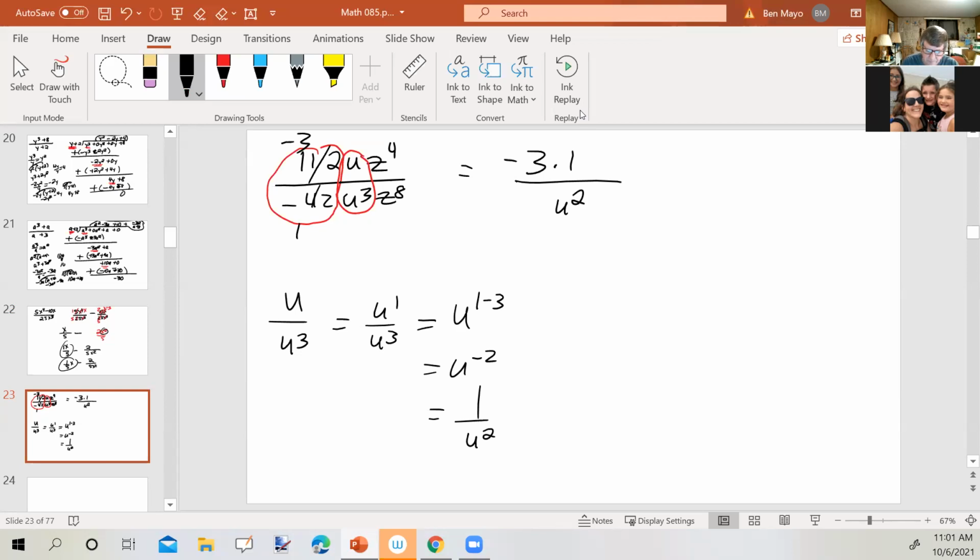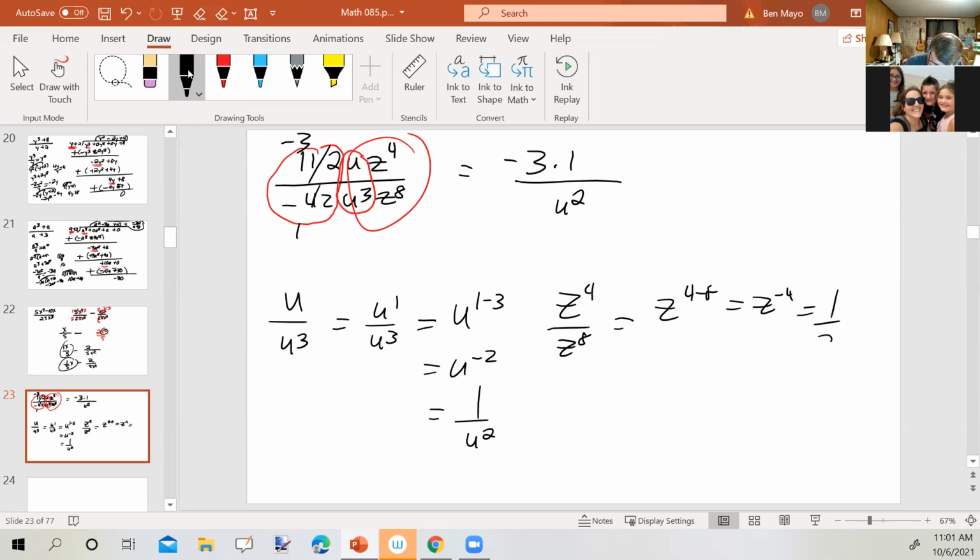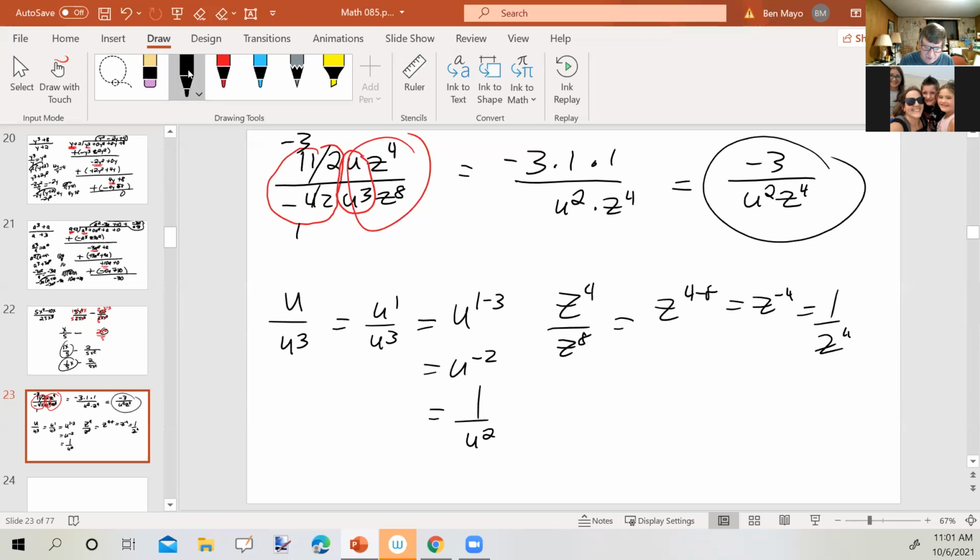Z to the fourth over z to the 8th. Z to the fourth divided by z to the 8th is z to the 4 minus 8, which is z to the negative 4, which is 1 over z to the fourth. So this becomes negative 3 over u squared z to the 4th power. So there's your final answer, just looking at it like factor by like factor. Any questions there?